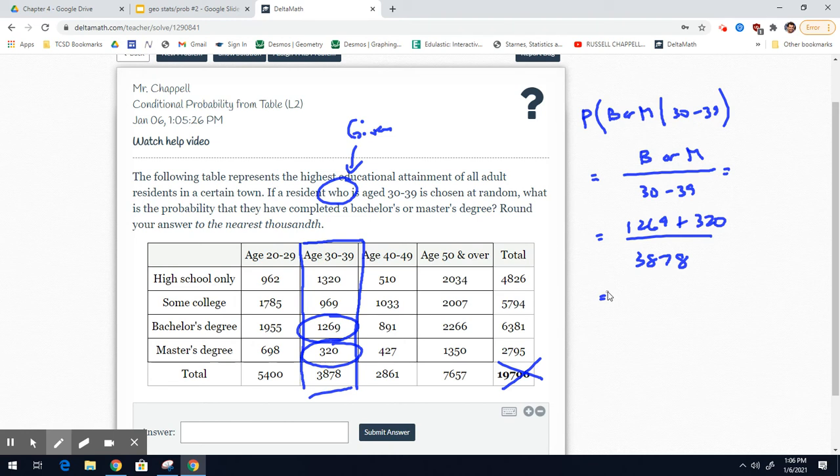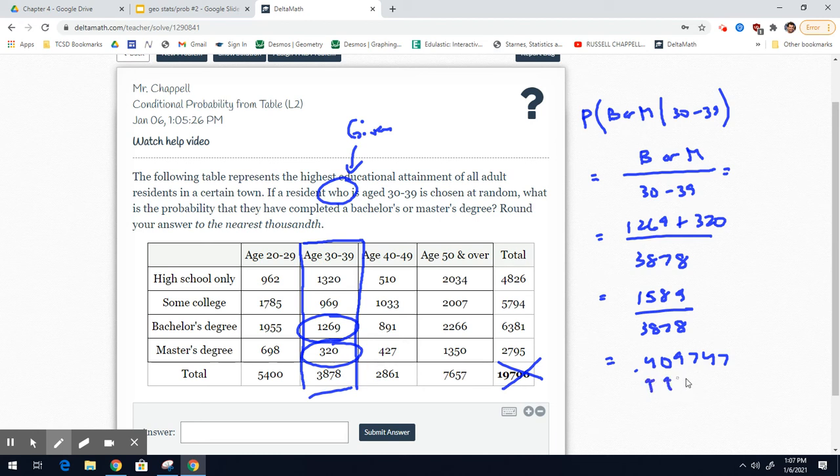1,269 plus 320 is 1,589. Divided by 3,878 equals, and now here's what I get. 0.409747.